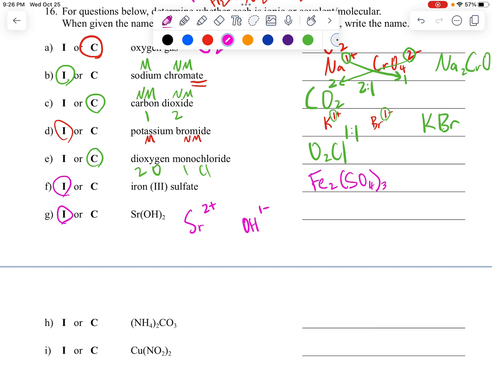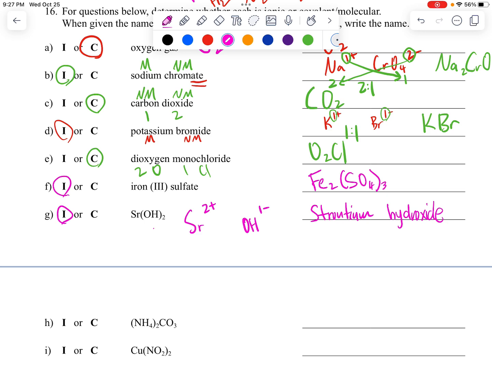For an ionic compound, you just write the first name as is. So that's strontium. And if it's a polyatomic ion, you don't need to change the name. You don't need to throw in the "ide" at the end. Just write down the name as is. Strontium, OH minus is called a hydroxide. That's all you have to do. Strontium hydroxide.